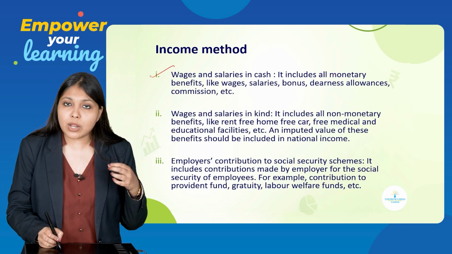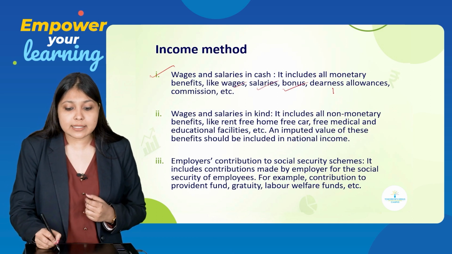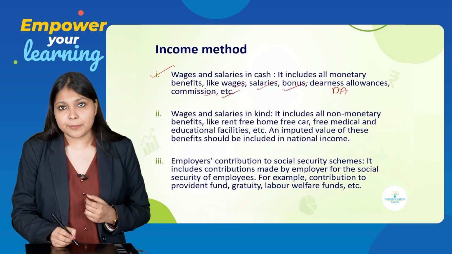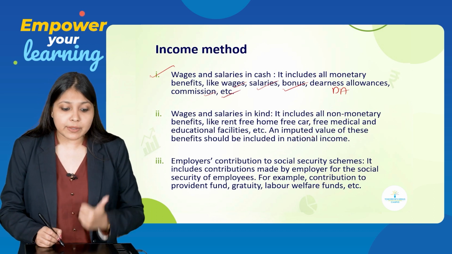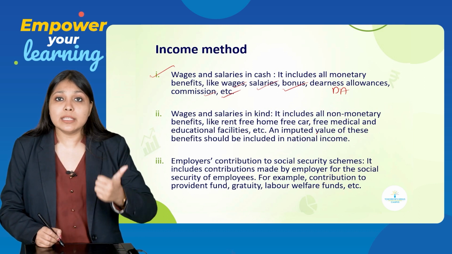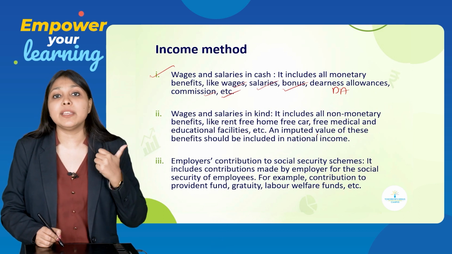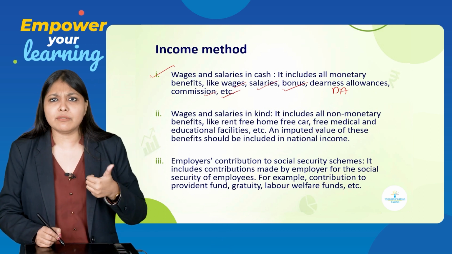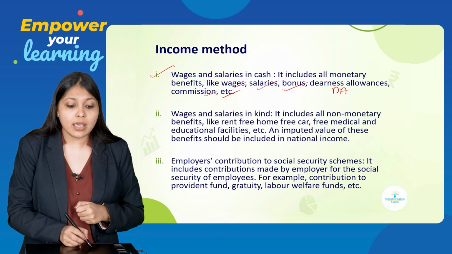So it includes all monetary benefits like wages, salaries, bonus, dearness allowance, commission, etc. Okay, so the first element of COE is wages and salaries in cash. That means when the employer is giving returns to the employees in the form of cash. So it could be anything: wages, salaries, bonus, dearness allowance, commission, etc.